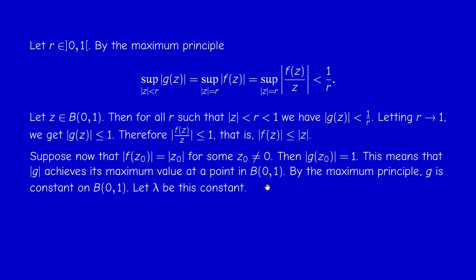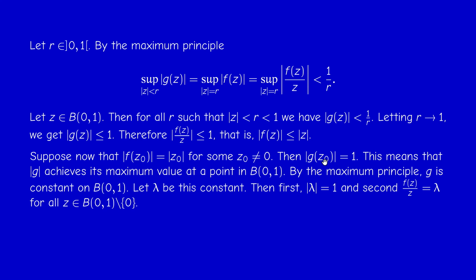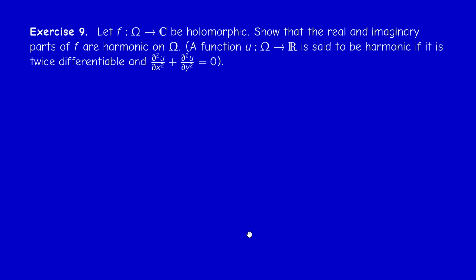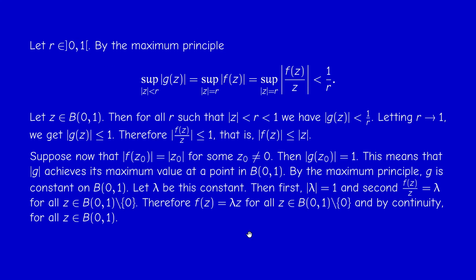If g is constant, call this constant lambda, which is a complex number. Now, because modulus of g of z0 is 1, the modulus of this constant should be 1. And since g of z equals f of z over z, we should have f of z over z equal lambda, provided z is different from 0. Therefore, f of z equals lambda z for z different from 0. But this equation is still true for z equals 0 because f of 0 equals 0, or you may invoke continuity. So I have f of z equals lambda z for all z in the unit disk. And this is the result. So f is the rotation of center 0.